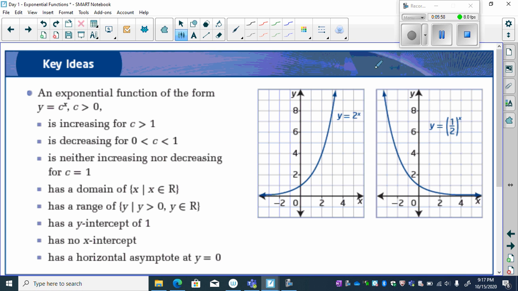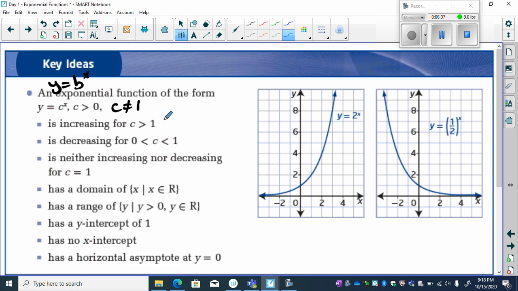Some key ideas here in this unit. An exponential function is of the form y equals c to the x, where c is greater than 0, and I'll add this, c cannot equal 1. C in this case just represents the base. Some textbooks use b to the x. The reason we're not using b is because b is our parameter that gives us our horizontal stretch factor. So it's kind of nice that they use c, but different texts will use different variables. It really doesn't matter.